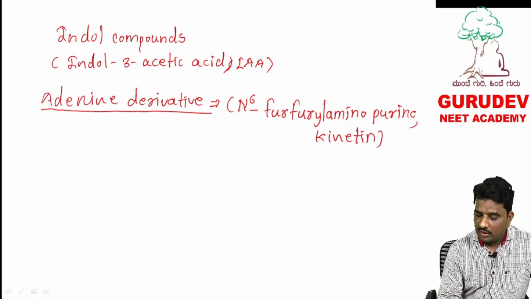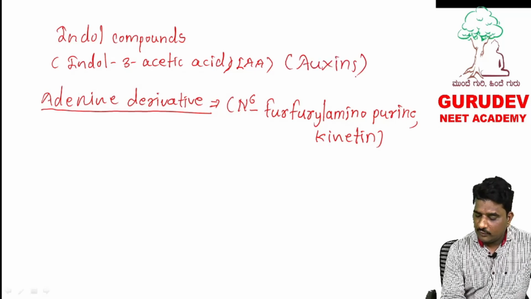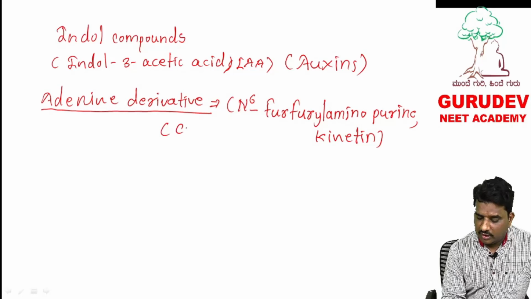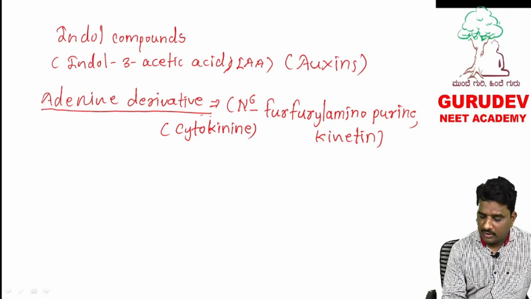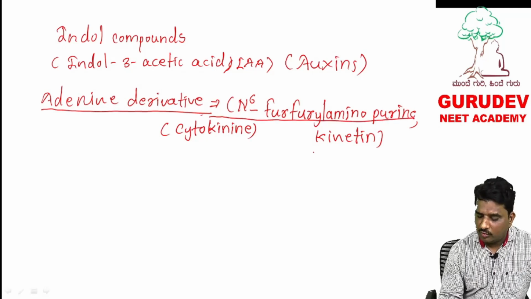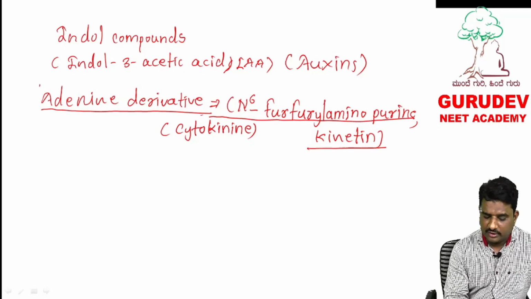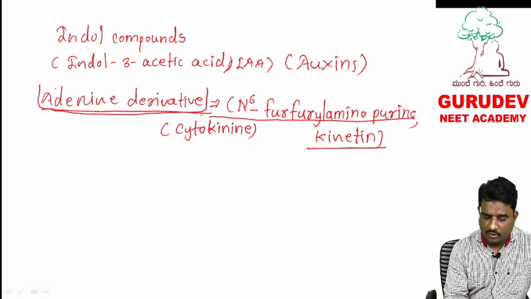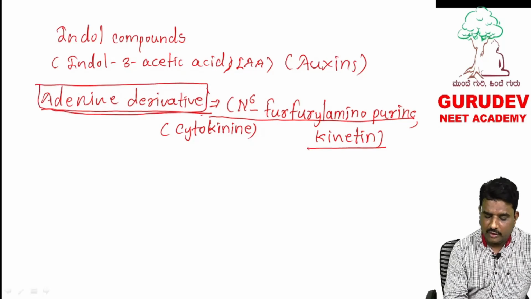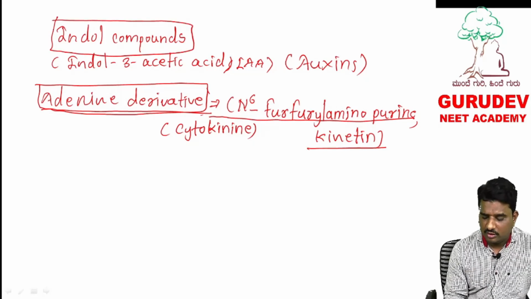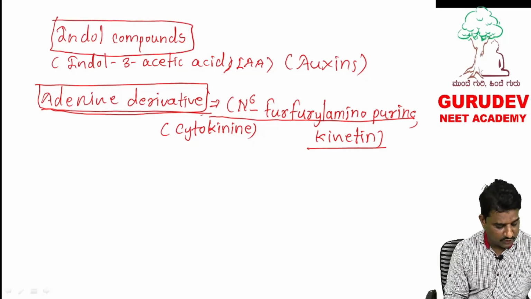Kinetin hormone. Remember, these are the auxins, natural auxin hormones. These are the cytokinin hormones. Cytokinin hormones. The chemical name of this cytokinin hormone is kinetin. These are adenine derivatives. Kinetin hormones are called adenine derivatives, and indole compounds are auxin compounds, naturally occurring auxin compounds.